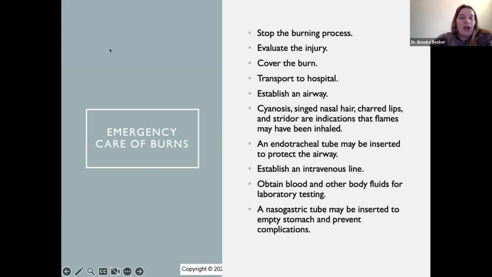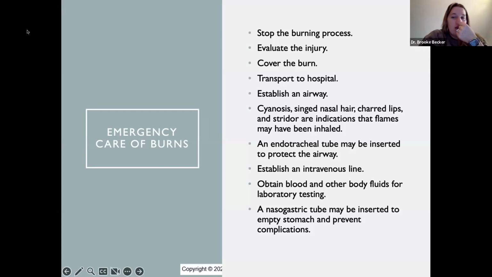So emergency care of burns: obviously stop the burning process. That's the very first thing you want to do. Evaluate the injury, then cover the burn and get those kids to the hospital. The risk with burns, depending on the burn, is that you get concerned about their airway. Did they inhale a chemical? Because they were in a house fire, did they inhale a bunch of smoke and have inhalation burns? They're not going to be able to keep their airway very stable.